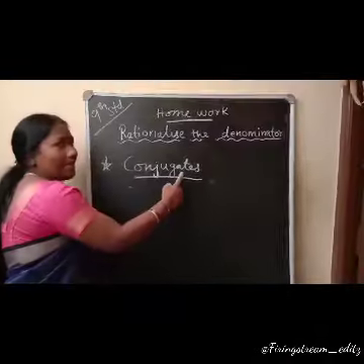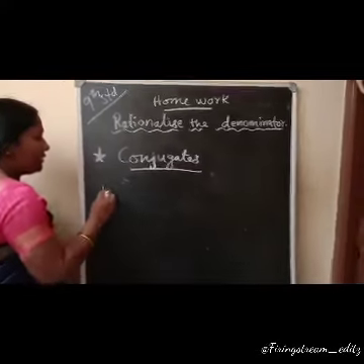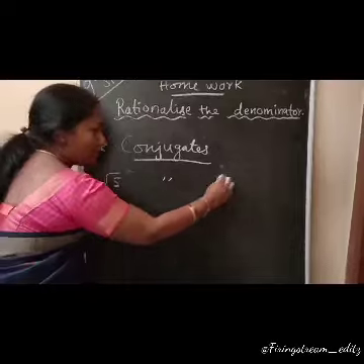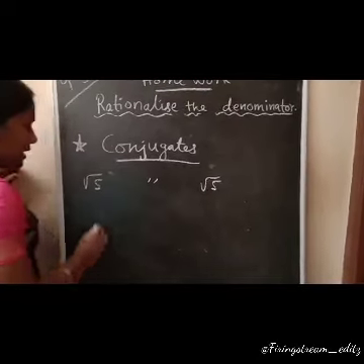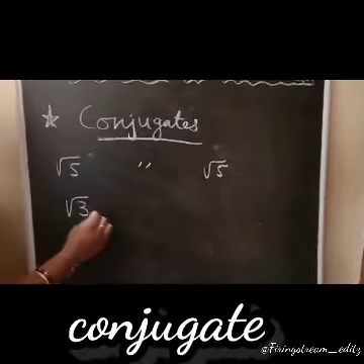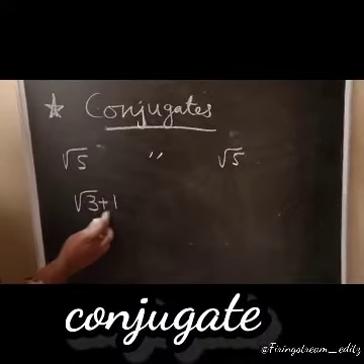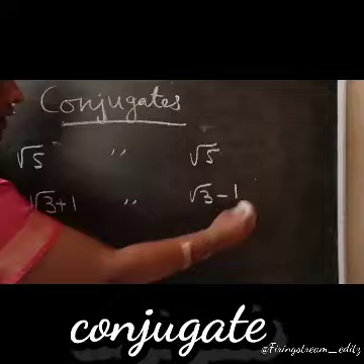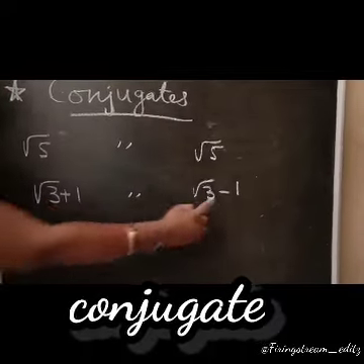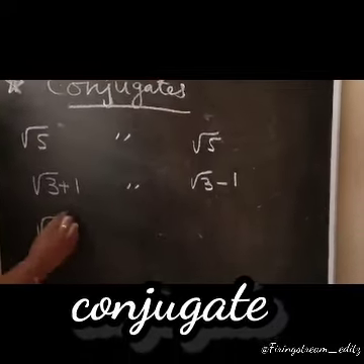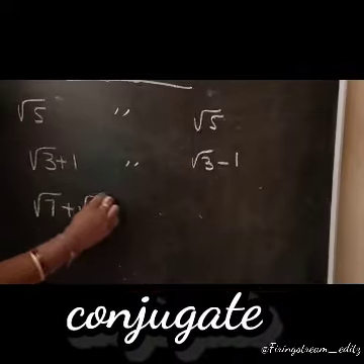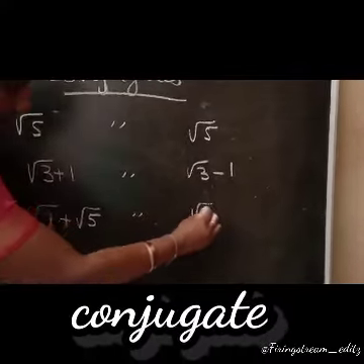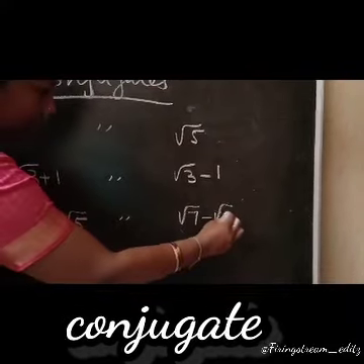See, conjugates. Square root of 5. Conjugate is only square root of 5. Now square root of 3 plus 1. Conjugate is square root of 3 minus 1. We have to change the sign only here. Square root of 7 plus square root of 5. The conjugate is square root of 7 minus square root of 5.